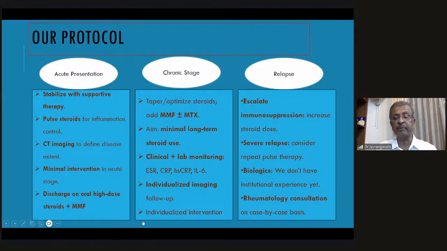Individualized imaging, follow-up, individualized intervention. Relapse: escalate immunosuppression, increase steroid dose; severe relapse: repeat pulse therapy. Well, as we don't have institutional experience yet, this is my honest experience. Rheumatology consultation on a case-to-case basis. Otherwise, we do not refer to the rheumatologist unless we are in deep trouble. We manage ourselves. We have our colleagues; they do a good job.